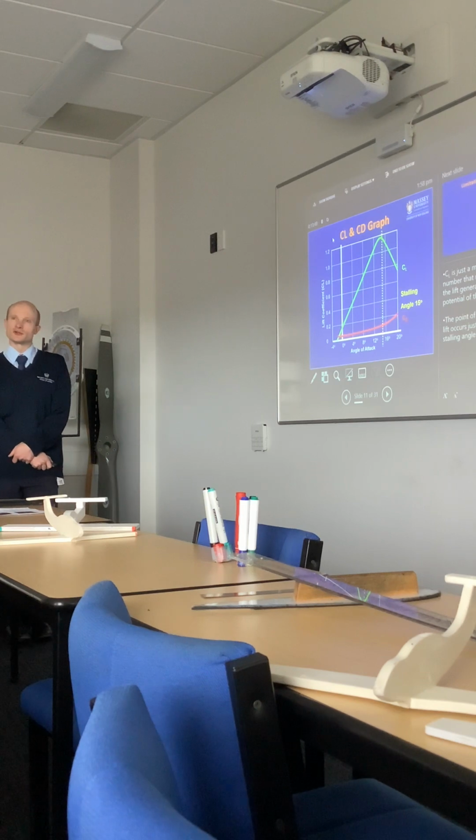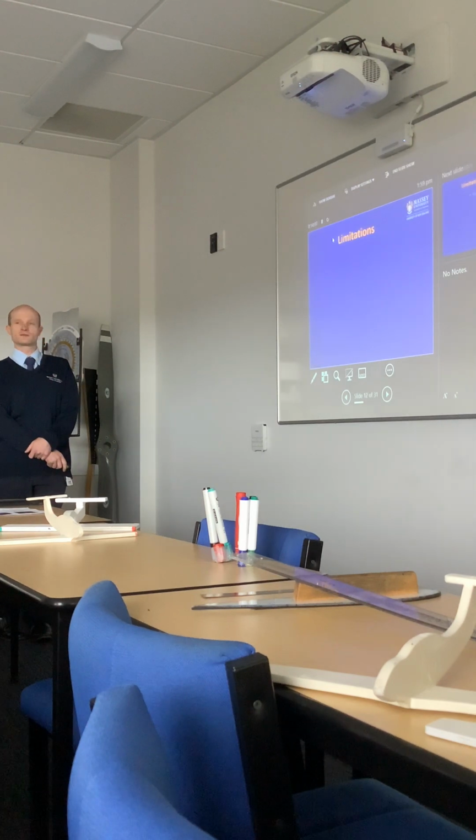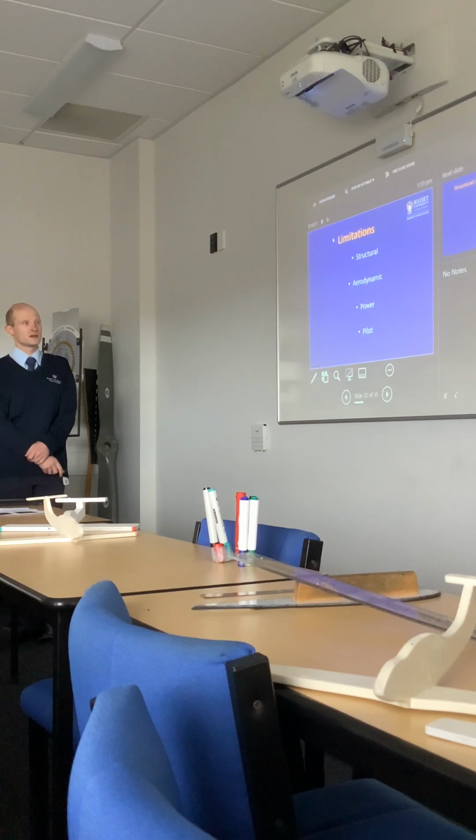So now we've learned the principles of flight behind the maximum rate turn. We learned that we want maximum lift. How much lift we can produce is going to depend on a number of limitations, and we're going to spend the rest of the briefing talking about those limitations. So some we touched on in the steep turns lesson, and we're going to expand on them today. So these are the limitations we're going to talk about today: structural, aerodynamic, power, and pilot.